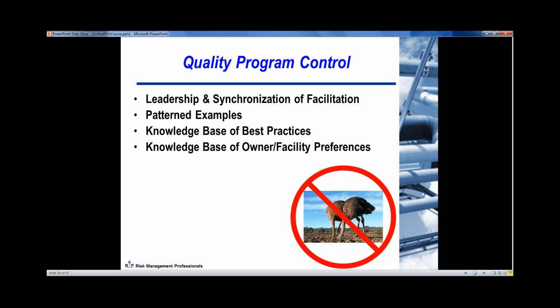Internally here, we keep a knowledge base on SharePoint of best practices, and also we work with a lot of different clients, so we also in our knowledge base have a list of what those individual clients like to say. See, everybody's got their own nuances. So there are ways to control the program, but like I said, burying your head in the sand is not one of them.